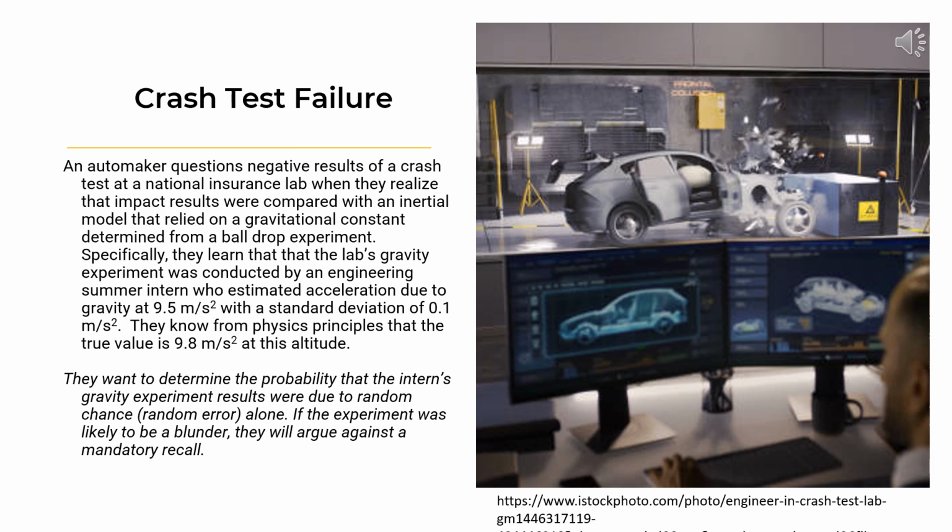But they know from physics principles that the true value is 9.8 meters per second squared at this altitude for gravity. They want to determine the probability that the intern's gravity experiment results were due to random chance or random error alone. Of course, if the experiment was likely to be a blunder, they will argue against the mandatory recall of the vehicle in the crash test.